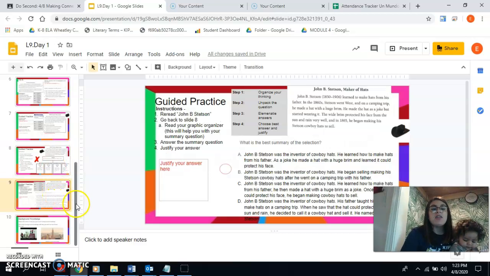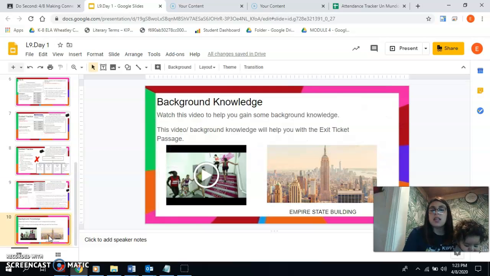Okay? And then your last slide is slide 10. Slide 10, you're just going to watch this video, and this is the Empire State Building. I just want you to see what the Empire State Building looks like, and then watch this video because this is going to help you build your background knowledge for your exit ticket.